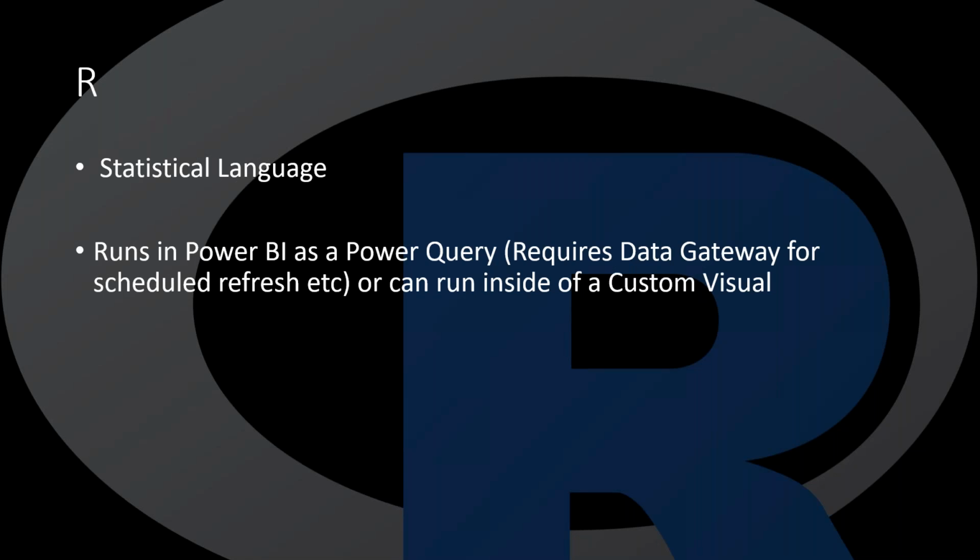You can do programming, you can do models and data science in it. And it runs inside of Power Query. It requires a data gateway, as I mentioned, for a scheduled refresh. Or you can run it inside the custom visuals. I've got a custom visual that I built in R for looking at distributions data around the heat map. It's quite nice and simple to get used to.